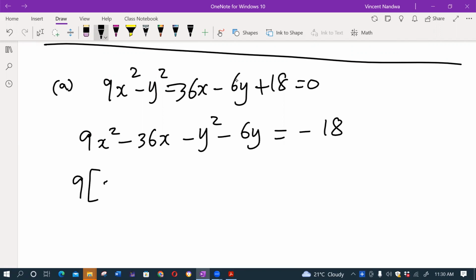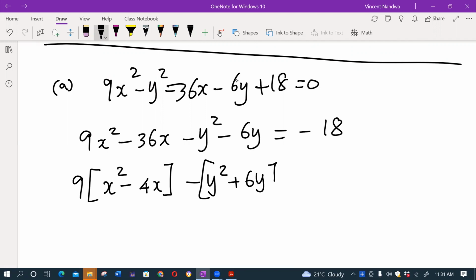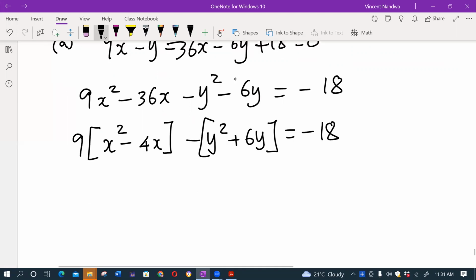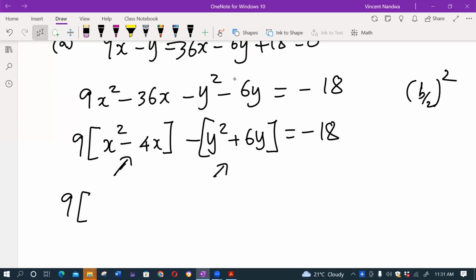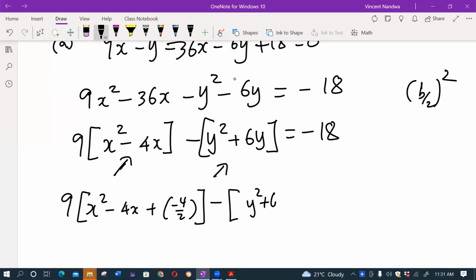So we have 9 into (x squared minus 4x) minus (y squared plus 6y) equals minus 18. So we complete the square for x here and for y here. We'll have 9 into, so completing the square means we have to take b over 2 squared, add, and then subtract so that the value of the original equation doesn't change. So x squared minus 4x plus (minus 4 over 2) squared, minus (y squared plus 6y plus (6 over 2) squared).